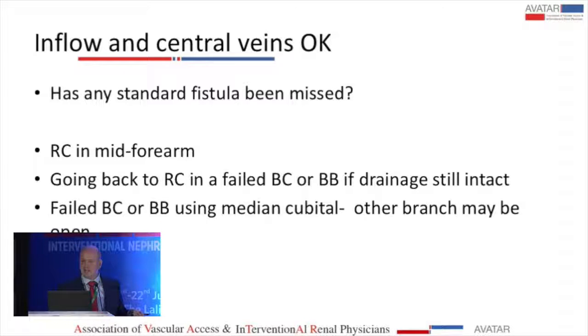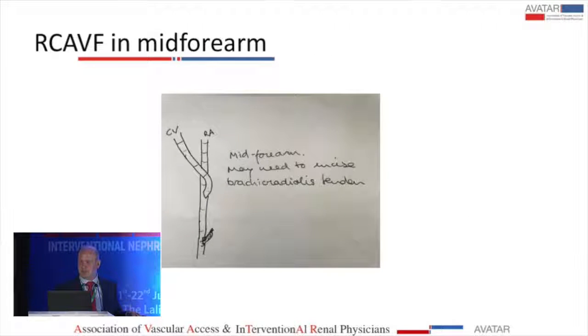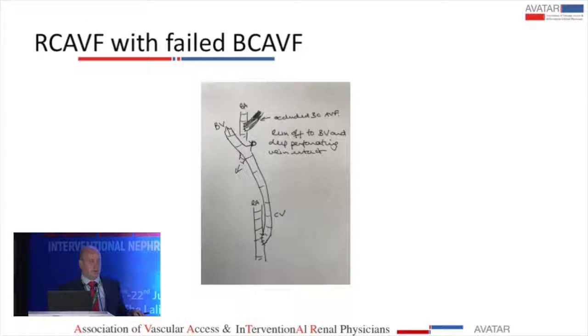So here's my little diagram, your mid-forearm fistula. The only technical difficulty with this is the artery is a bit deeper, and often the brachioradialis tendon impinges on it. I have no qualms about incising half the brachioradialis tendon just to make sure it doesn't impinge, and it doesn't seem to lead to any problems. This seems like magic to our nephrologists, but it is not that difficult to do.